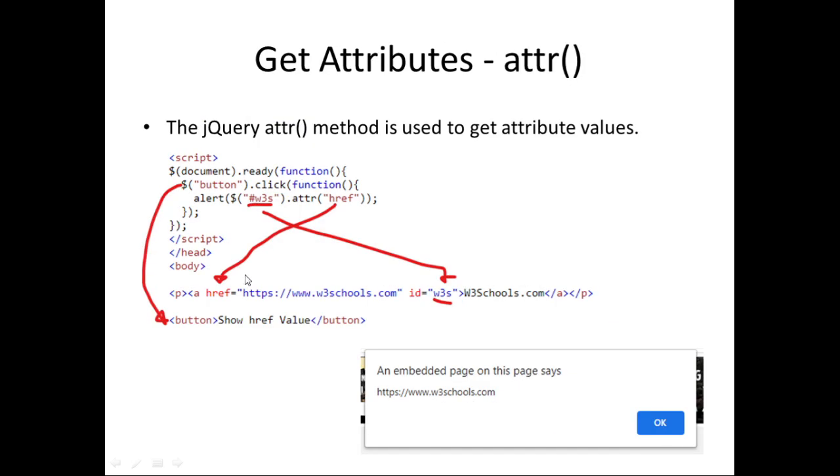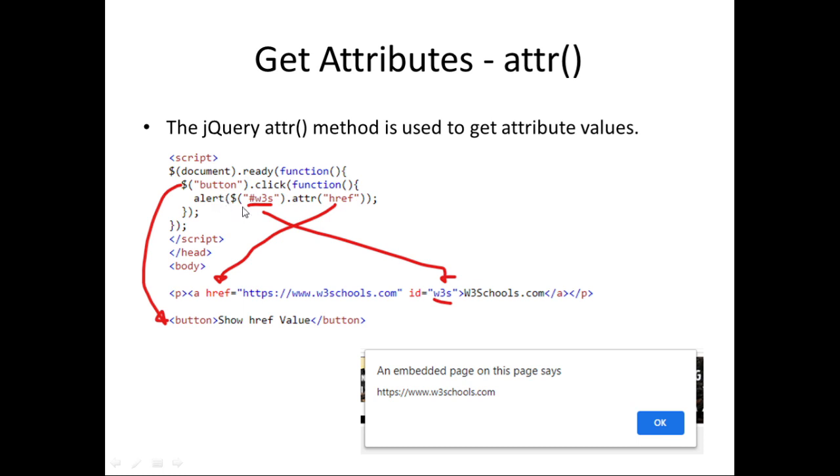So here, in this code, we have a paragraph containing a link or an anchor with the following attributes. So href is equal to https www.w3schools.com, id equals w3s. Then we have some text, then /a. Then we have the button show href value. So once we click on the button, we have the button click event function.